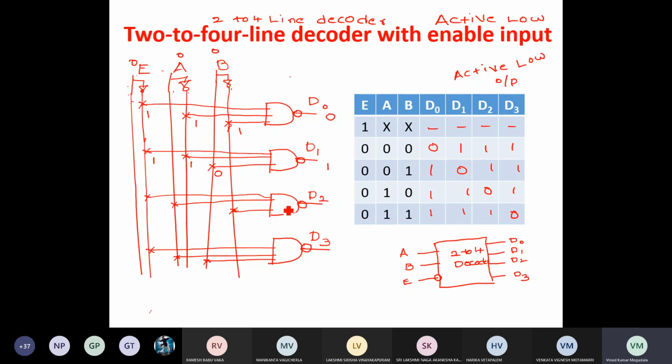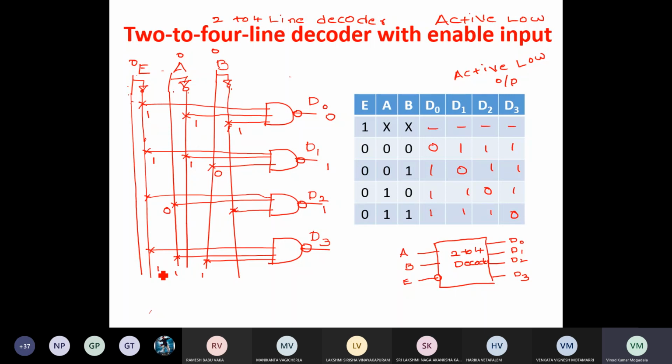Similarly, for D2, we have connected the A line straight away. So A is equal to 0, and this output is also 1. For D3, we have connected A is equal to 1, B is equal to 1, and E is equal to 1, right? So in this way, it will work for only one combination. Only for one combination will it give you the output.